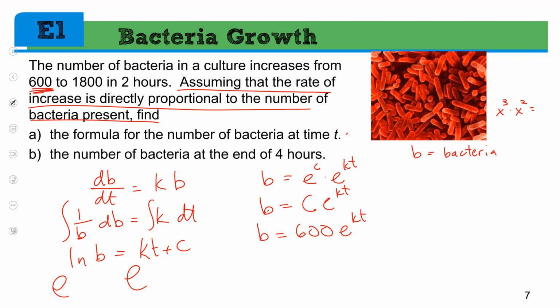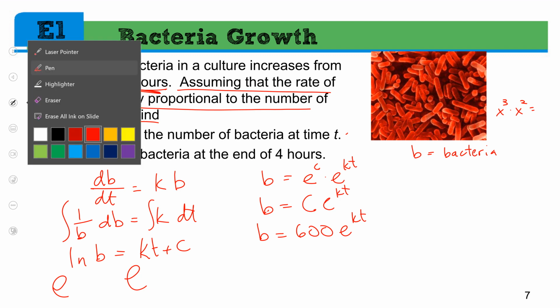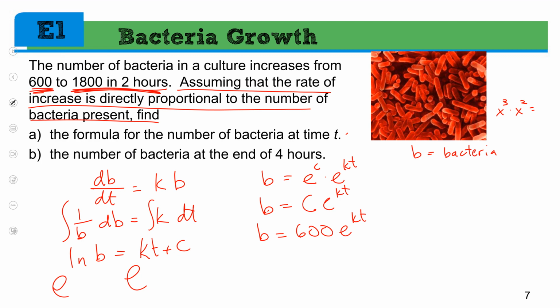As Maria said, we then have this second chunk of information. There are 1,800 of them 2 hours later. Therefore, in this equation, what's B? I'm going to change colors, by the way. 1,800, and what's T? 1,800 is equal to 600 times e to the 2k. Bust out your calculators.